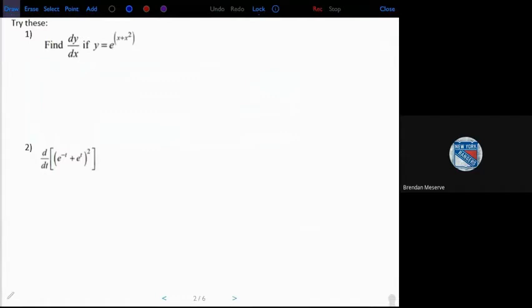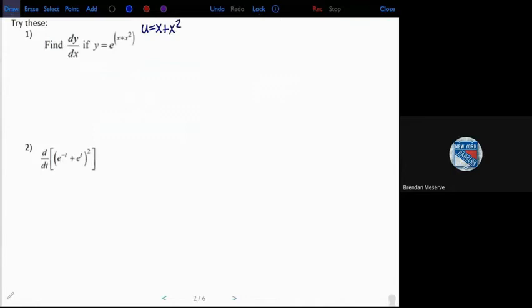All right, number 1, find dy dx. dy dx obviously is notation for the derivative. And I give you y equals e to the x plus x squared. So that's my u. I don't have just an x in there. I have an x plus x squared. So this has to follow the derivative rule, e to the u.